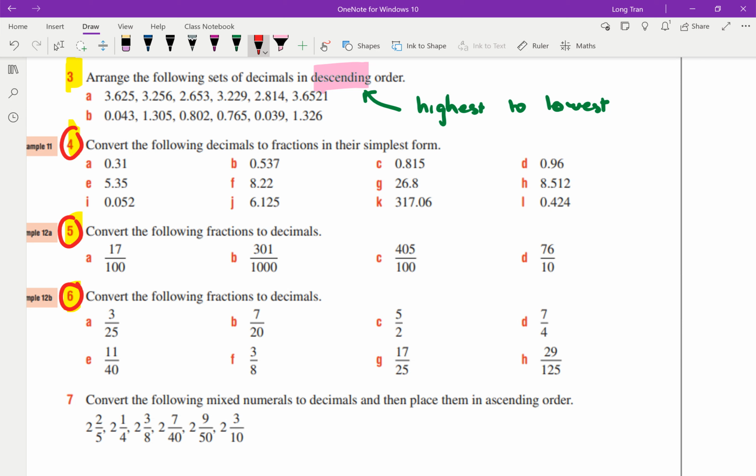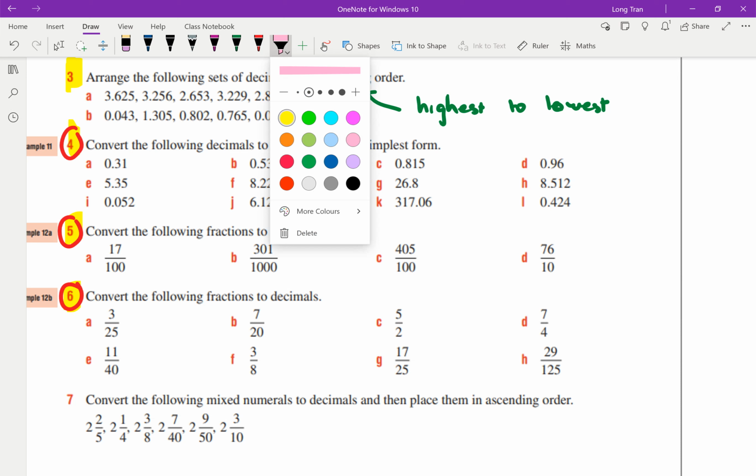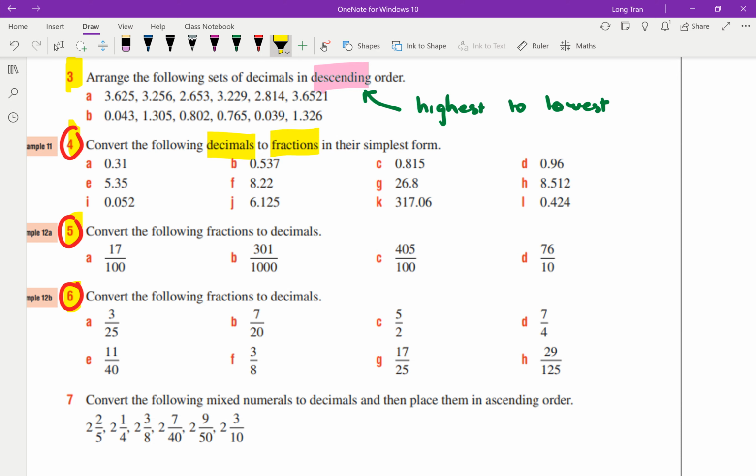So let's do a couple examples together to get you knowing how to convert decimals to fractions, and then how to convert fractions to decimals in their simplest form. Okay, so this will require a times table. The more you practice, the better you get. Let's do some examples here.